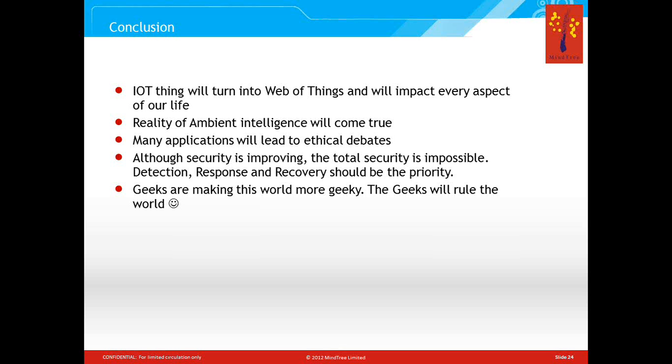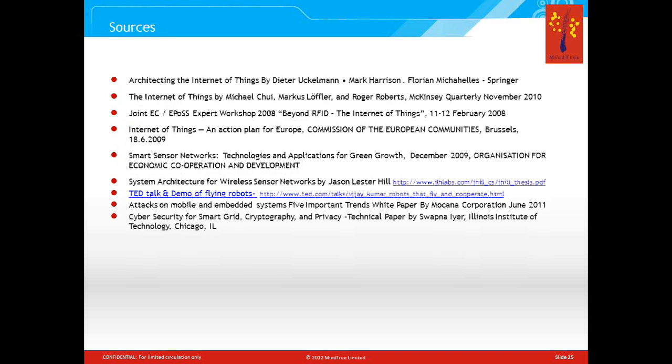The last one, I don't want to say, but things are becoming more and more geeky. It looks like the geeks will rule the world. So that concludes my presentation. These are some of the sources which I have given here, and I would definitely urge you to go and see these demos, the demo of the flying robot, to understand the full power of such smart, coordinating and communicating objects.